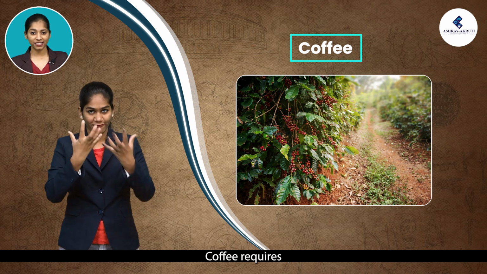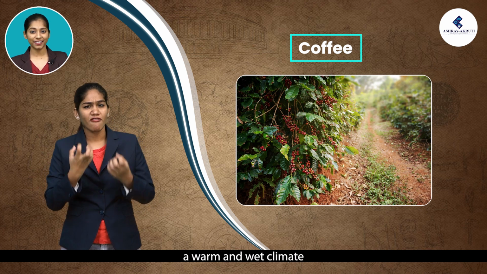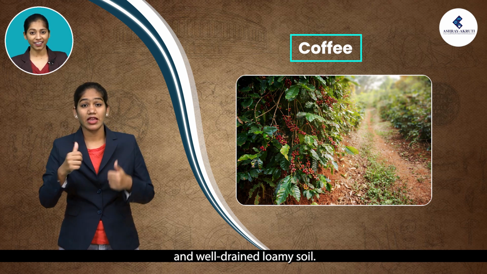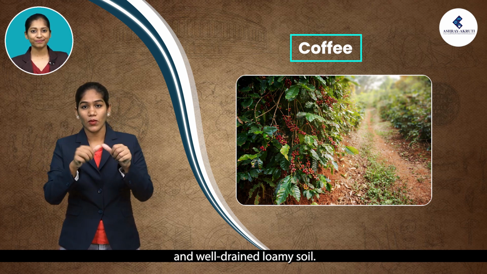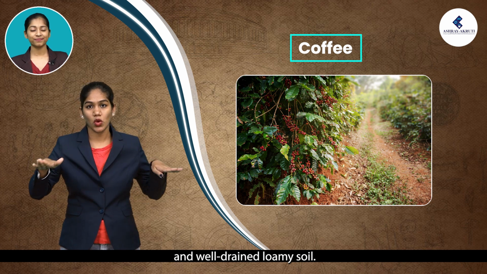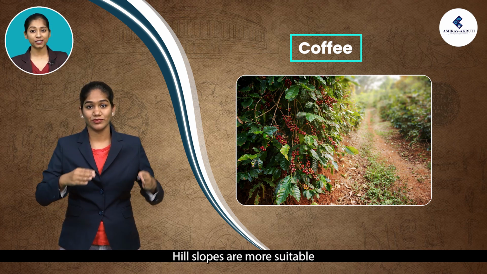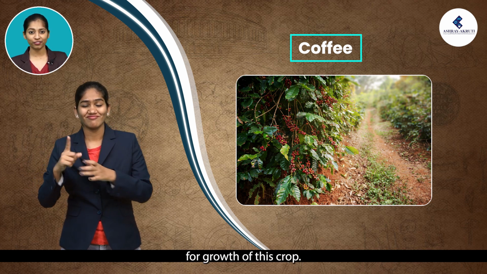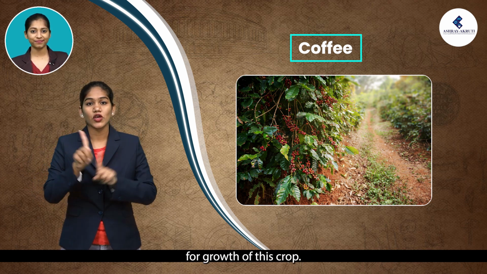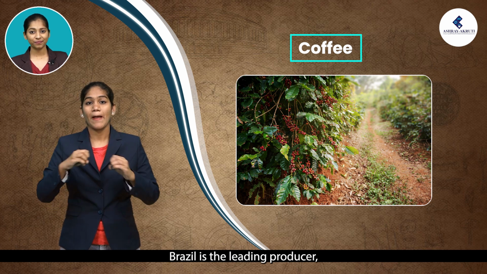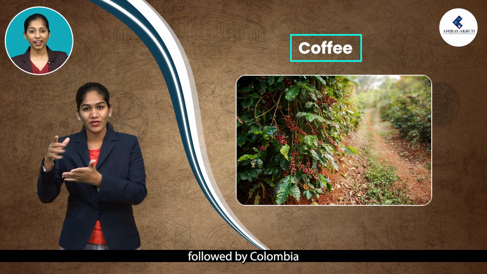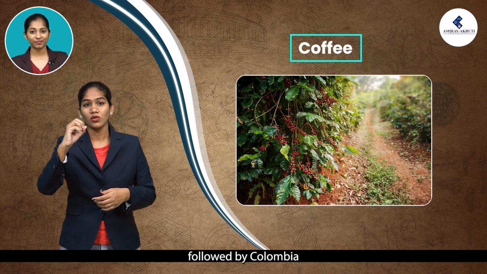Coffee. Coffee requires a warm and wet climate and well-drained loamy soil. Hill slopes are more suitable for growth of this crop. Brazil is the leading producer, followed by Colombia and India.